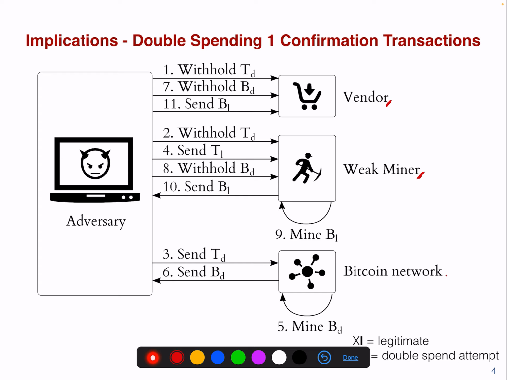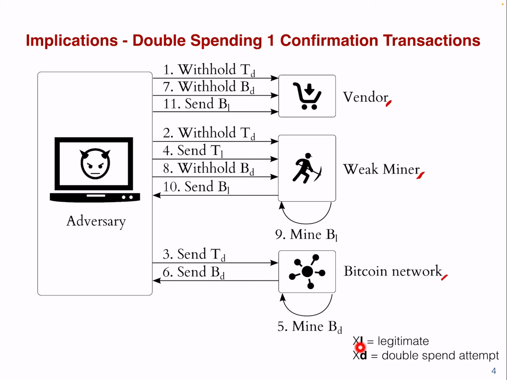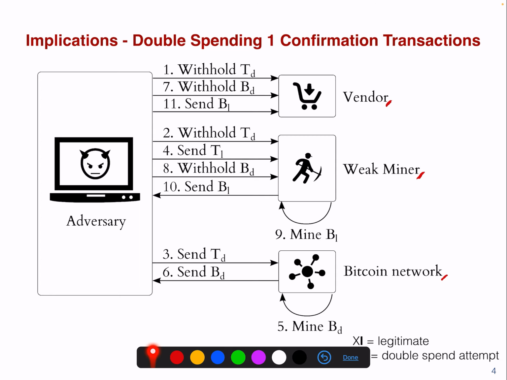We assume again we have a Bitcoin network that is mining as well, and on the left side we have an adversary. So we denote by XL here the legitimate transaction, and by XD we call it the double spend attempt or the double spend transaction. So D is double spend, L stands for legitimate, right? Here you have TD, double spend, BD is the block that double spends, etc. So now let's go step by step. So we start at 1.